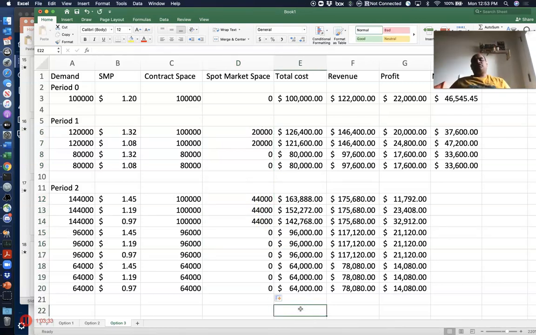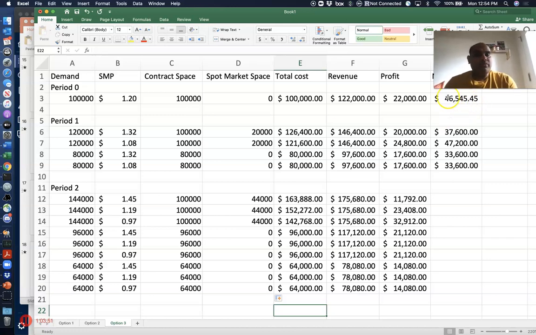There you go. So when we have a demand of 120,000, you'll get 100,000 units of contract space, 20,000 units of spot market space. When demand is 80,000, you'll just get 80,000 units of contract space. So the cost should have gone down, right? And the net present value of the profit should have gone up.